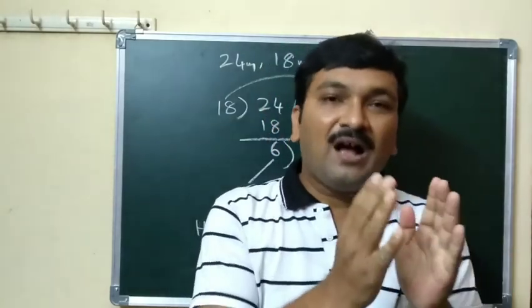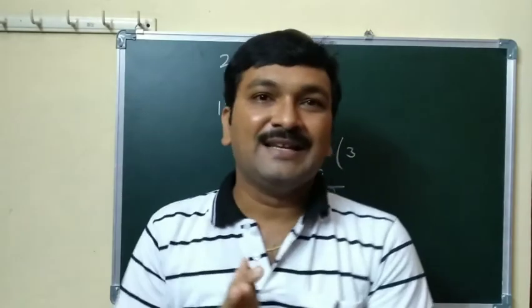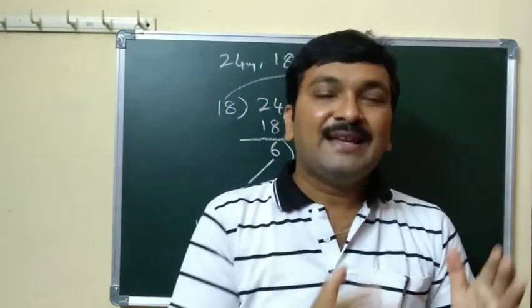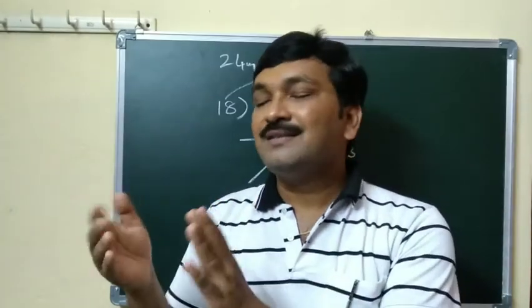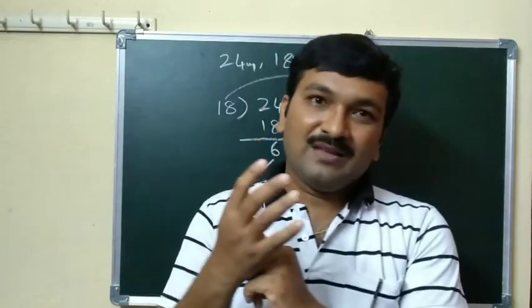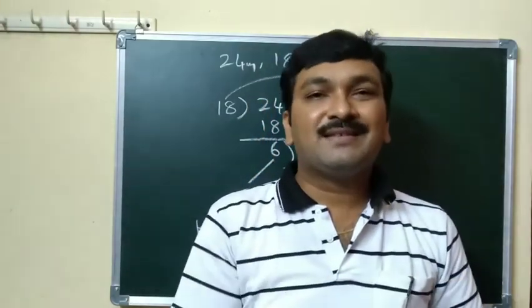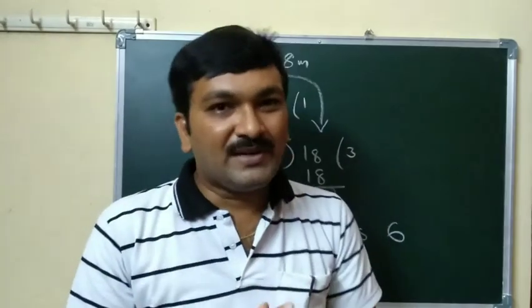(A operation B) operation C equals A operation (B operation C). So this is the associative property. Then distributive property. A into (B plus C) equals A into B plus A into C. So here we can apply for the minus also. A into (B minus C) equals A into B minus A into C. This property is known as a distributive property.